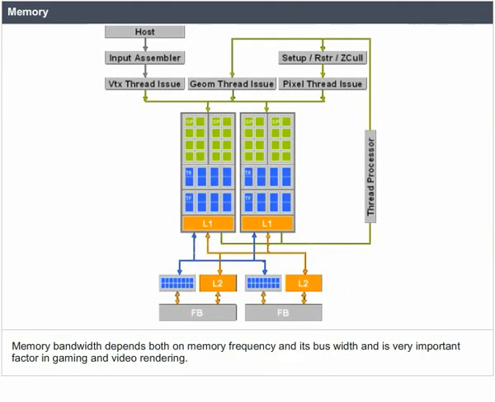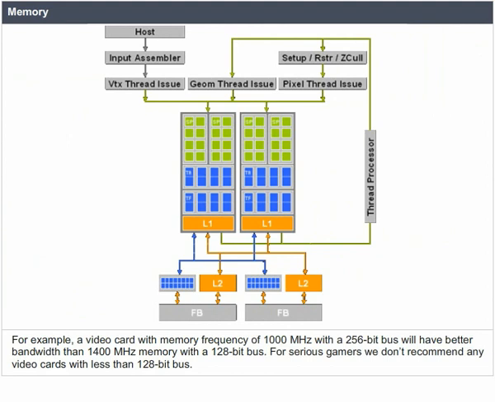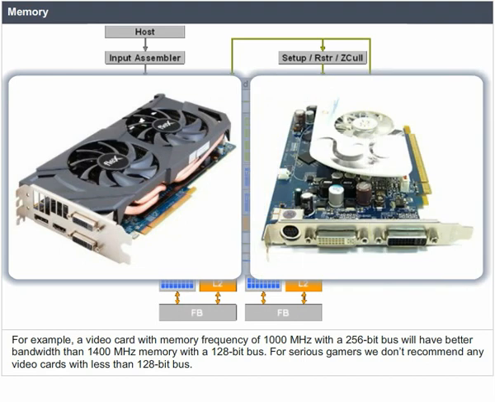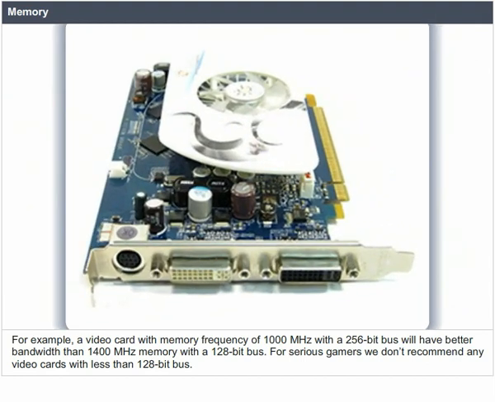Memory bandwidth depends both on memory frequency and its bus width and is a very important factor in gaming and video rendering. For example, a video card with memory frequency of 1000 MHz with a 256-bit bus will have better bandwidth than 1400 MHz memory with a 128-bit bus. For serious gamers, we don't recommend any video cards with less than a 128-bit bus.